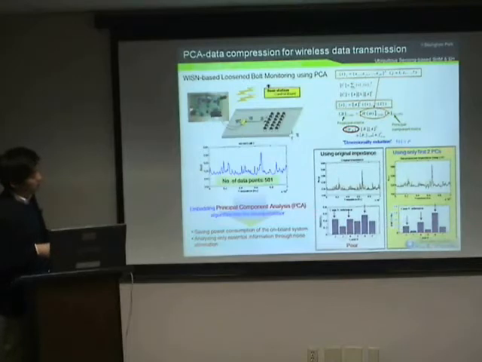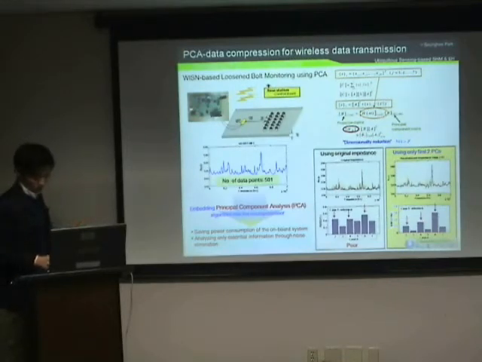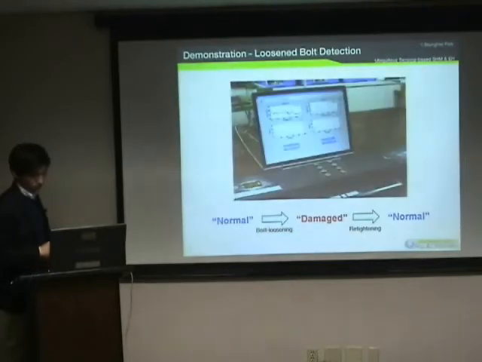As you can see here, we don't need to transmit all the data. We need to just transmit essential information after PCA data compression. So we can use this algorithm in our sensor node.